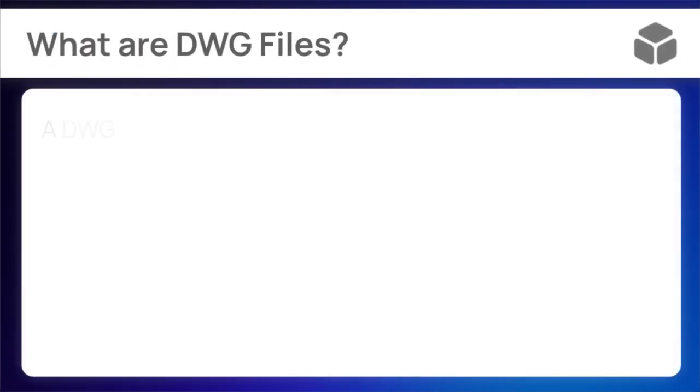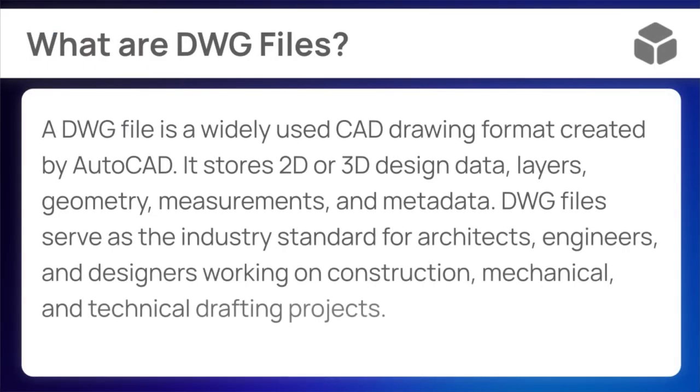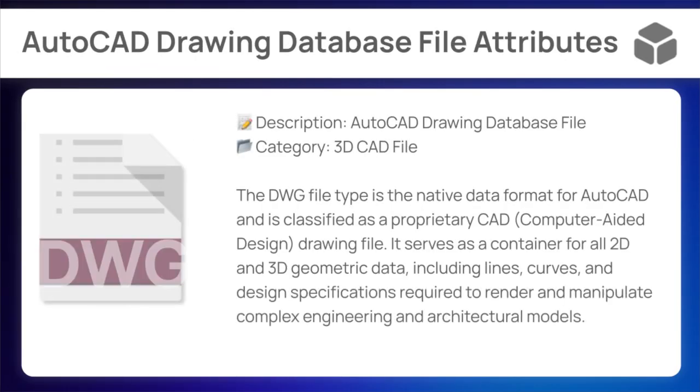Any software handling DWG must first recognize it as a standard 3D CAD file element. The AutoCAD Drawing Database File convention is used to store its contents. The DWG file type is the native data format for AutoCAD and is classified as a proprietary CAD, computer-aided design, drawing file. It serves as a container for all 2D and 3D geometric data, including lines, curves, and design specifications required to render and manipulate complex engineering and architectural models.